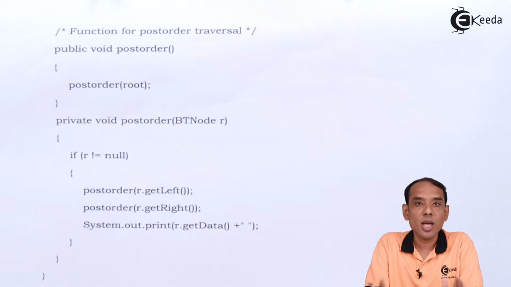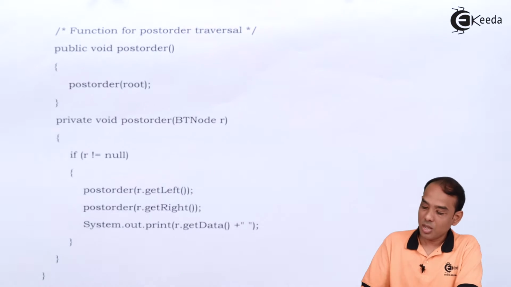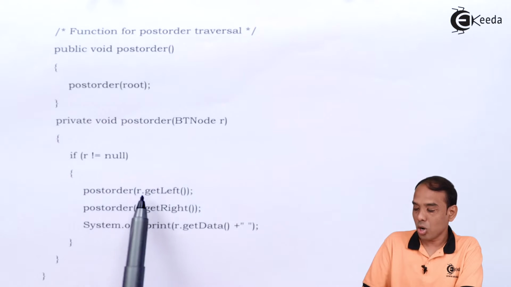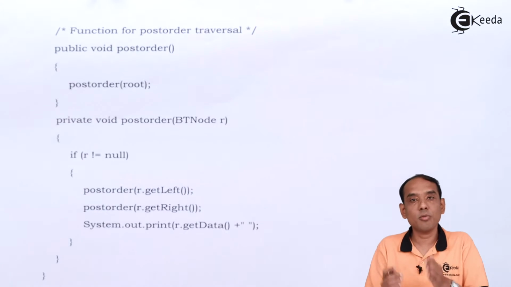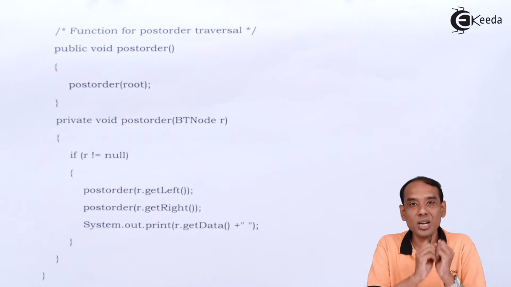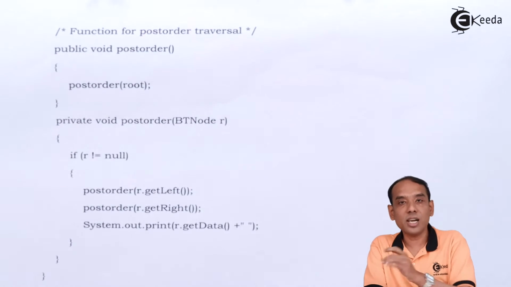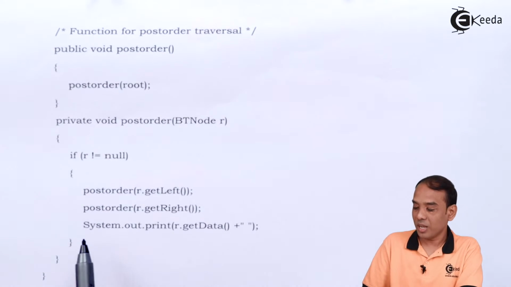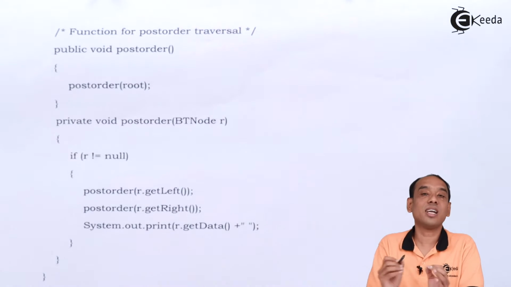First condition is common for every traversal method. That is, there are three traversal methods. We are going to write down the function, and then inside that we are going to check the condition. If r not equal to null, so it means that there is some node present in the given tree. Let us begin. If r not equal to null, then we are going to recursively call post order r dot get left. So we move to the left hand child. Once we are done with the left, then we move to the right hand child. Once we are done with the right hand child, then only we will move to the last part, that is system.out.print r.getData. That is your root node.